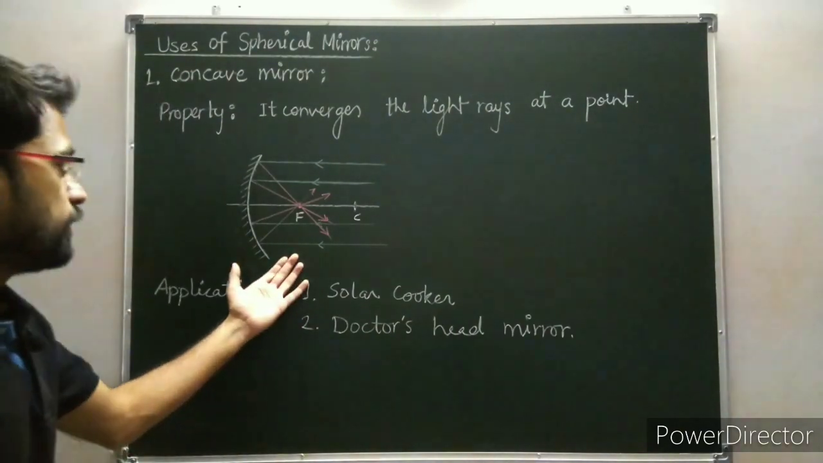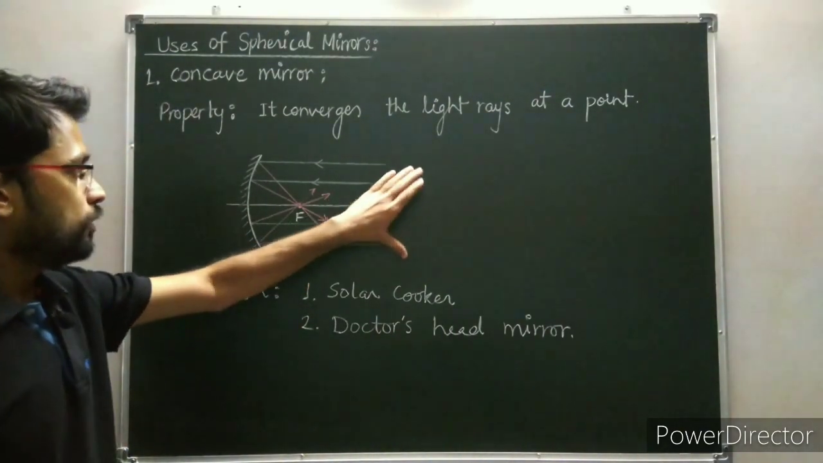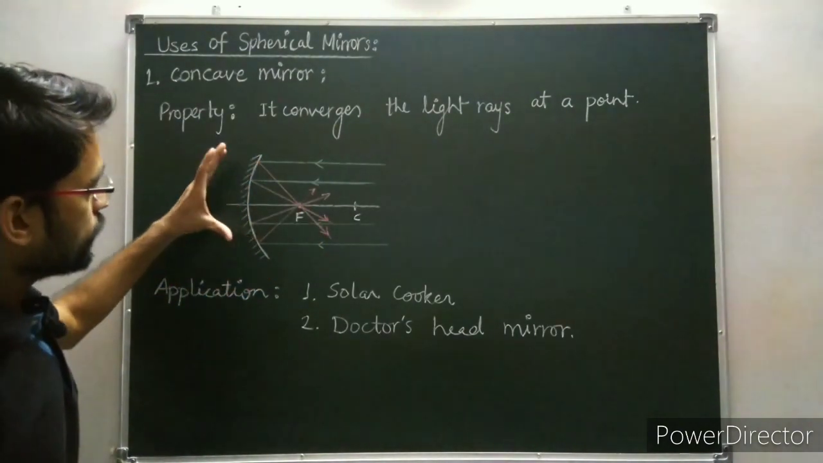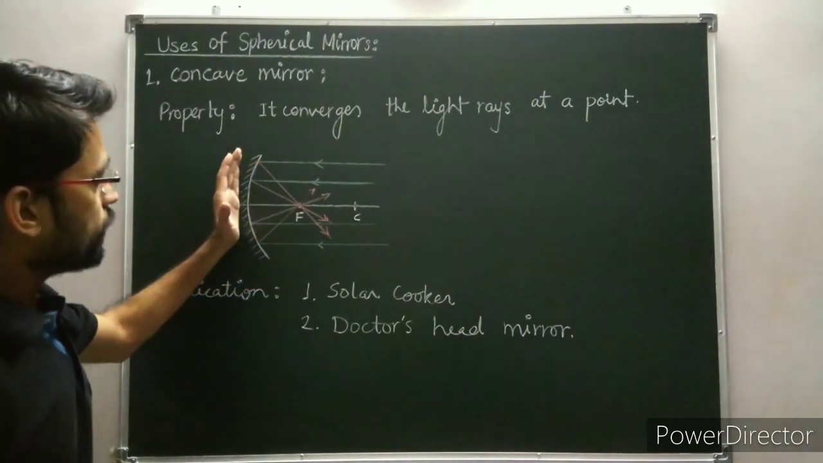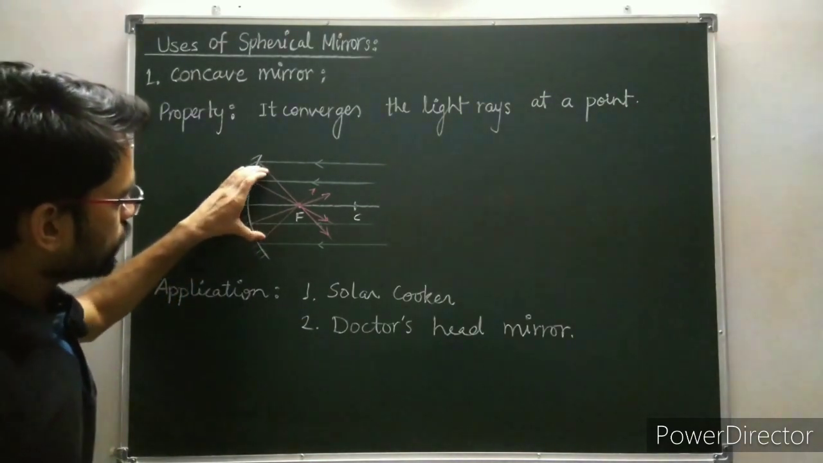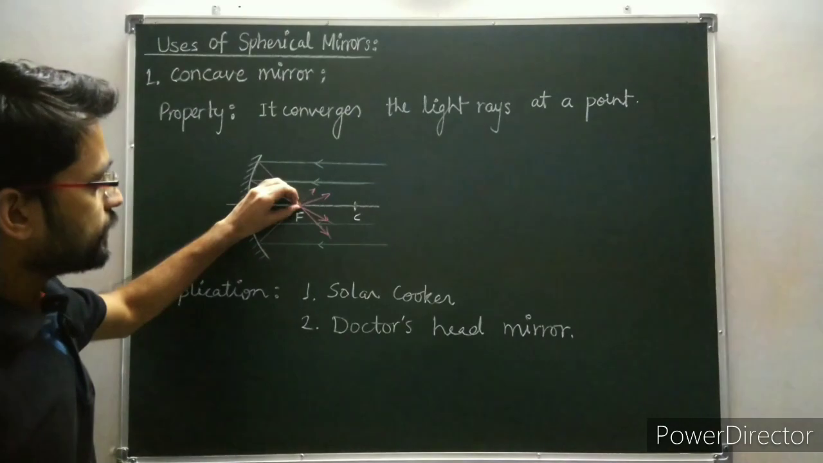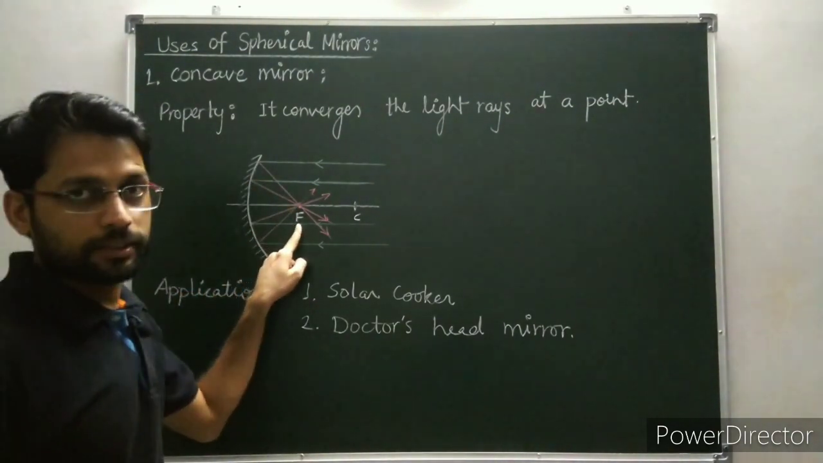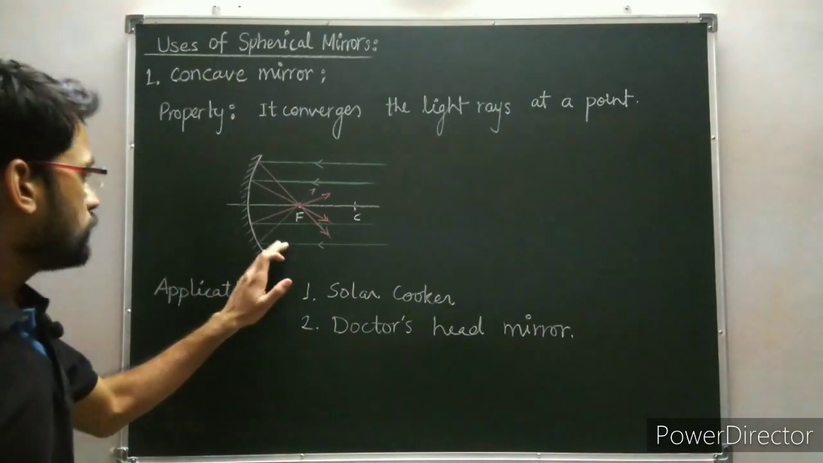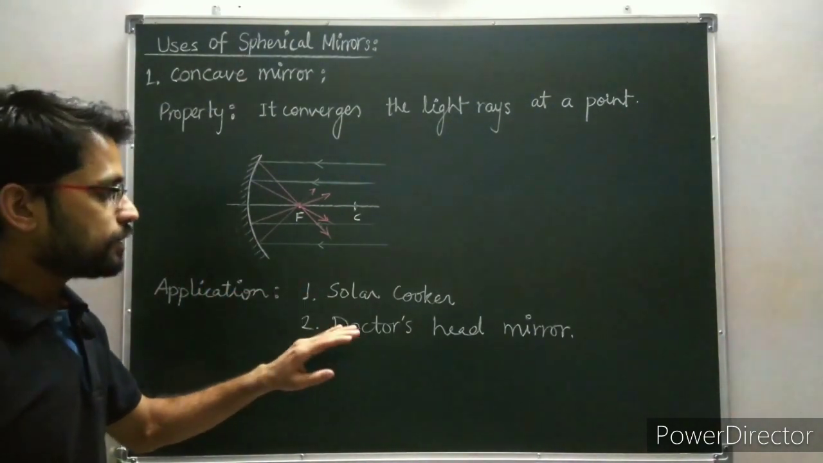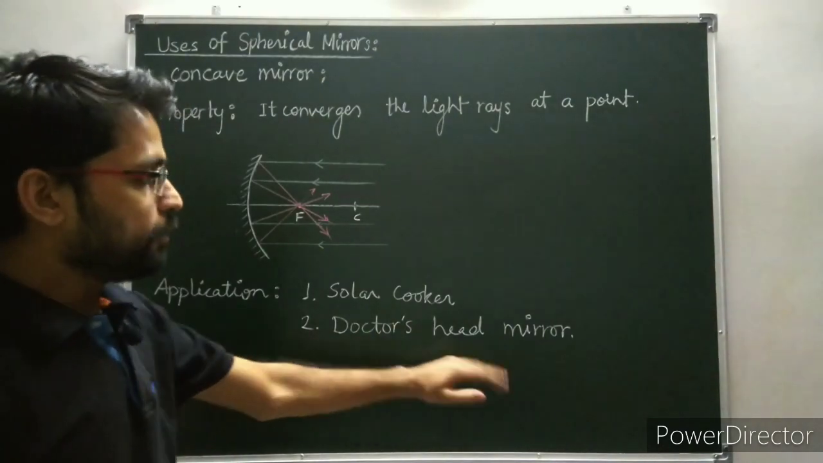As shown in the diagram, when the parallel beam of light is incident on the concave mirror, then it converges all the light rays at a point after reflection, known as focus. And we use this property in solar cooker as well as doctor's head mirror.